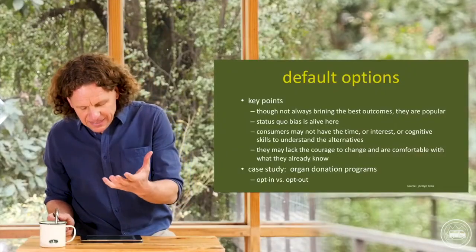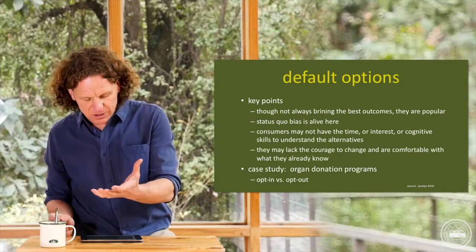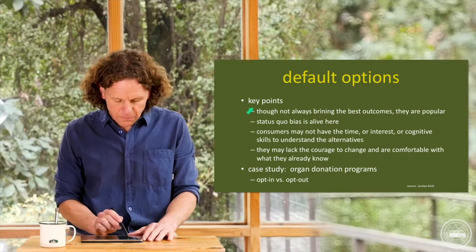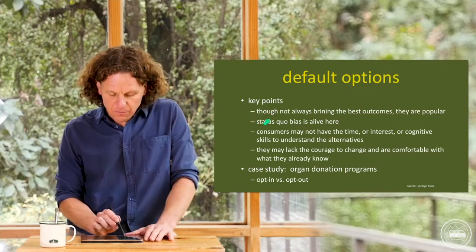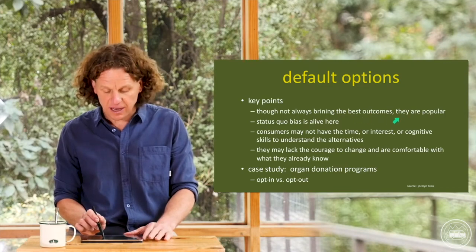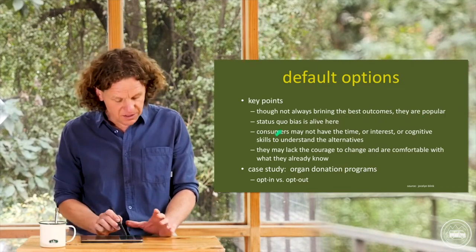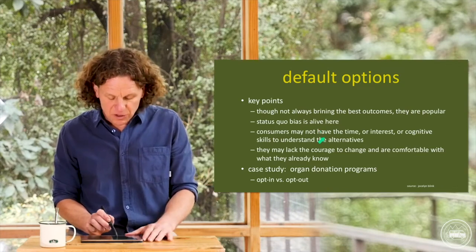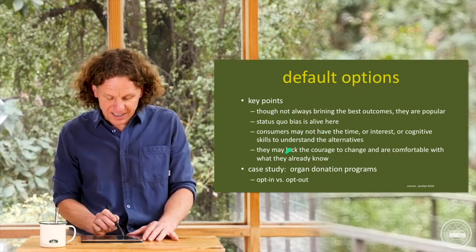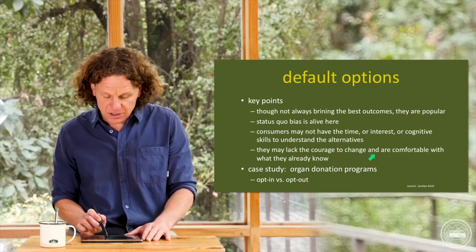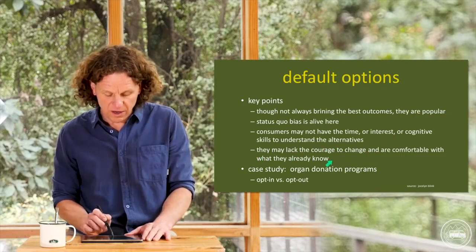So what are the key things about default options that choice architects would look at? Well, the key points are, though this does not always bring the best outcomes, default options are very popular, right? This is where the status quo bias is alive. I just talked about this a little bit. Consumers may not have the time or interest or cognitive skills to understand all of the alternatives, and they may just lack the courage to change and are comfortable with what they already know.